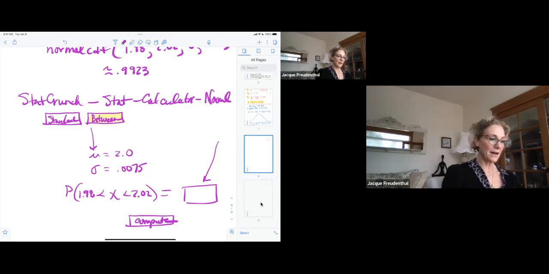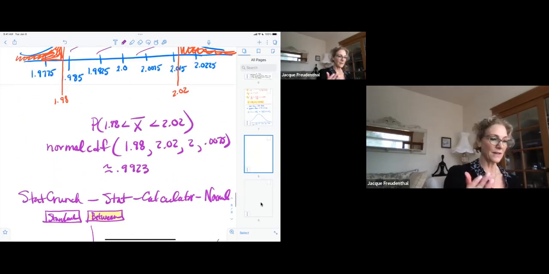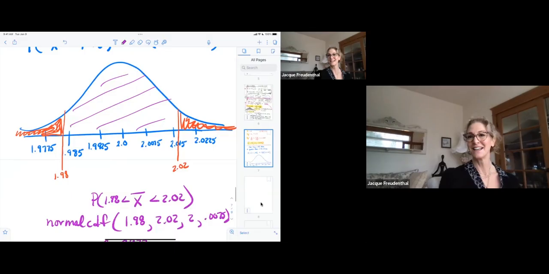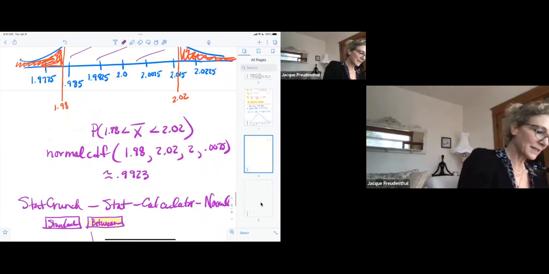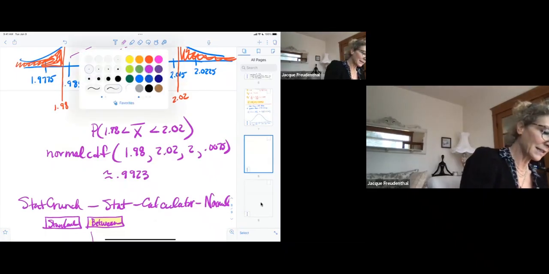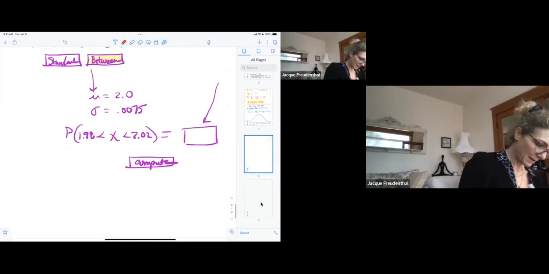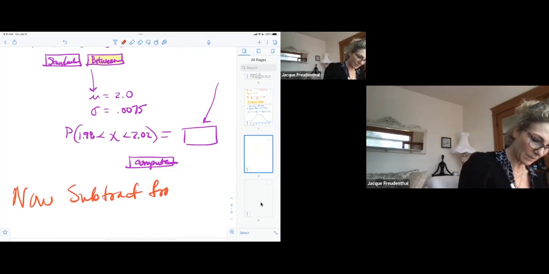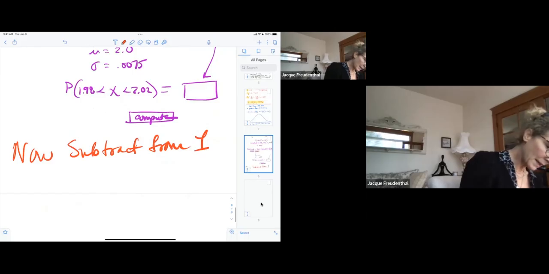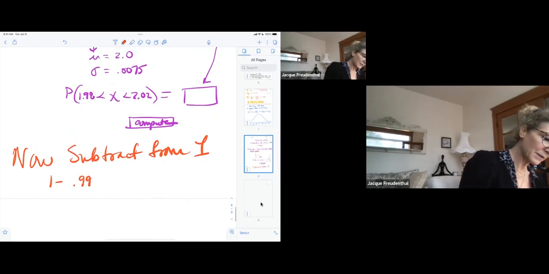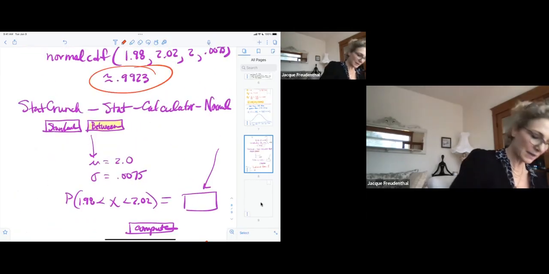Okay, so that is how we got just the center. If I stopped right now, I would get the wrong answer, because I only found what that center area is. My goal is the probability that the sample mean is less than 1.98 or more than 2.02. So now that I have my value, I have to subtract from 1. So 1 minus 0.9923.